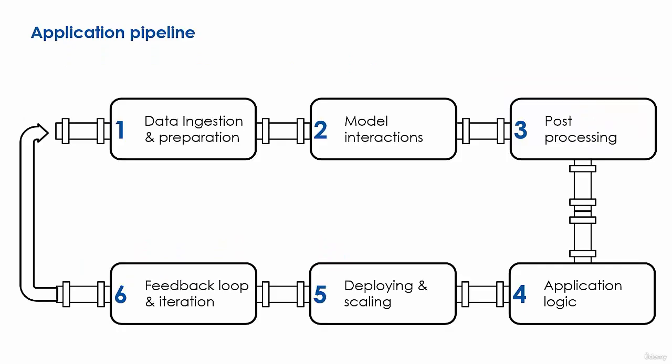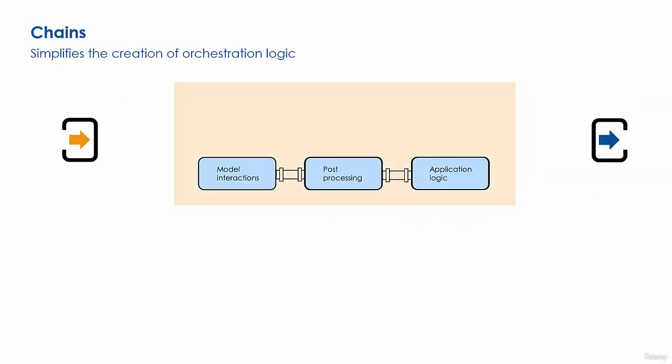In one of the earlier lessons, I introduced you to the generative AI application pipeline. As a generative AI application designer or developer, you will spend a majority of your time carrying out activities related to model interactions, model response post-processing, and developing application logic. At a high level, we may think of the code in these three boxes as the orchestration logic for the Gen AI application. The orchestration logic does multiple things.